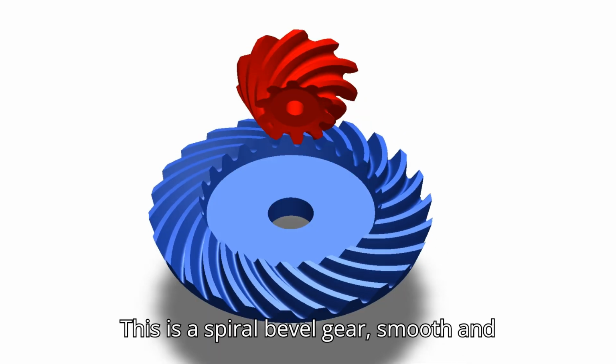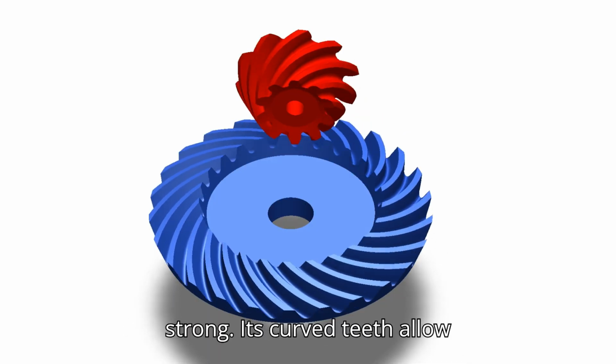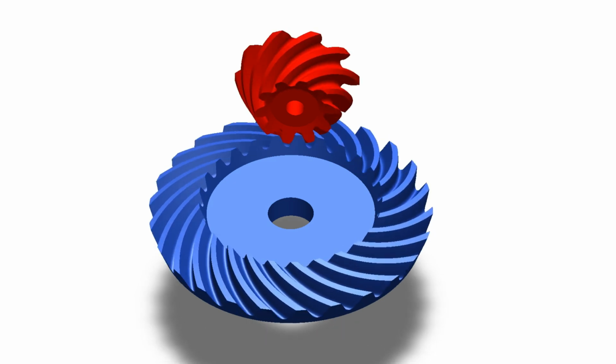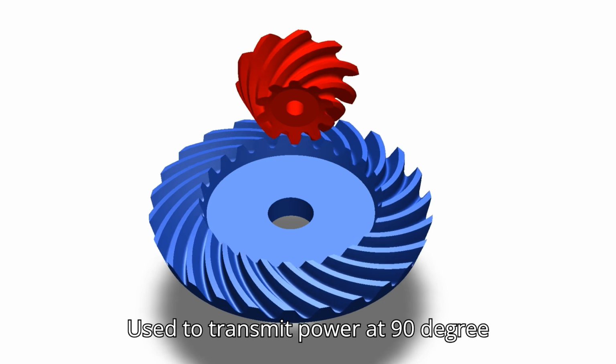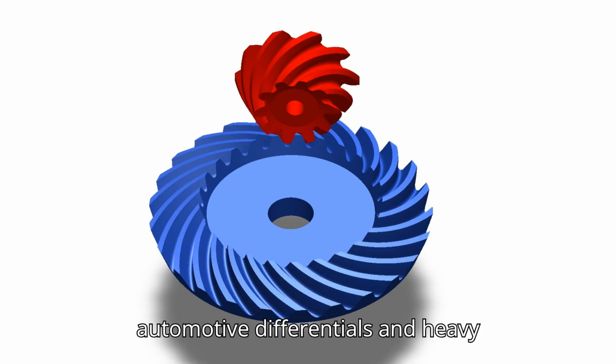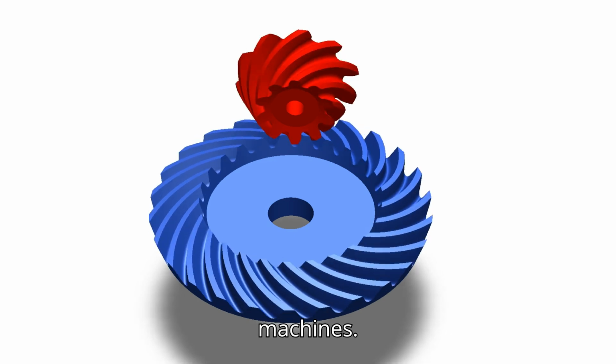This is a spiral bevel gear, smooth and strong. Its curved teeth allow quiet and gradual engagement. Used to transmit power at 90 degrees between intersecting shafts. Found in automotive differentials and heavy machines.